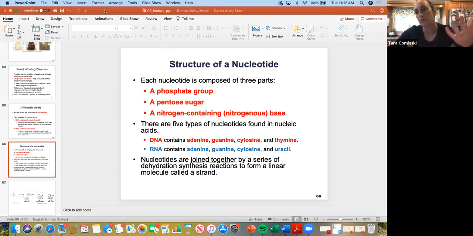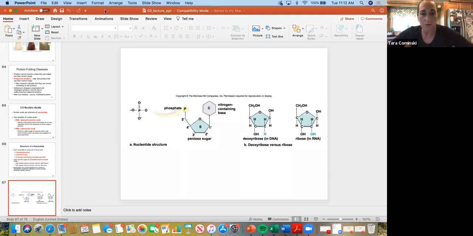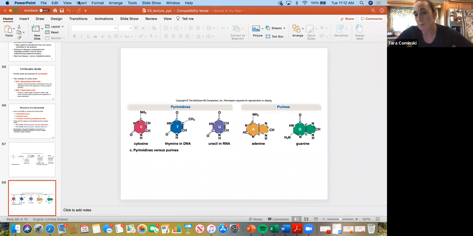And then I went through just the basic structure of DNA and RNA. We talk about that more again when we talk about replication and transcription and things like that as well. Let's see if there's a couple other things. Just a reminder: pyrimidines versus purines. The purines are adenine and guanine, the pyrimidines are cytosine, thymine, and uracil.